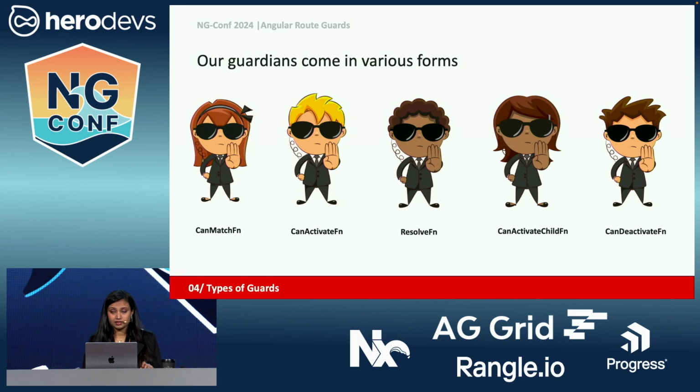So Angular offers us many different kinds of guards, and each one of them has a special role. These route guards are the canMatch function, canActivate function, resolve function, canActivateChild function, and canDeactivate function. Why am I saying function again and again? Earlier we used to have class-based route guards, but now that has been deprecated, so we should be using functional guards from now on. We will be talking about each one of them in detail in the upcoming slides.